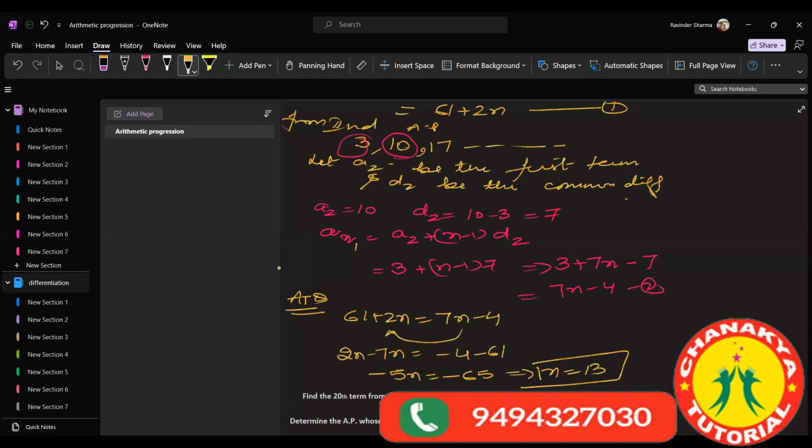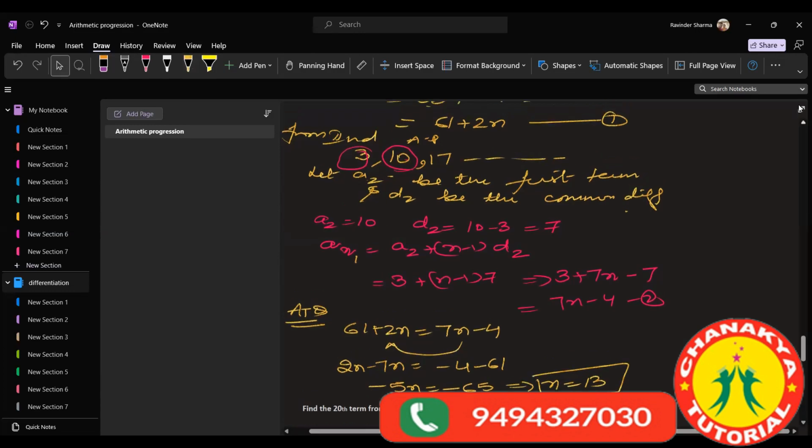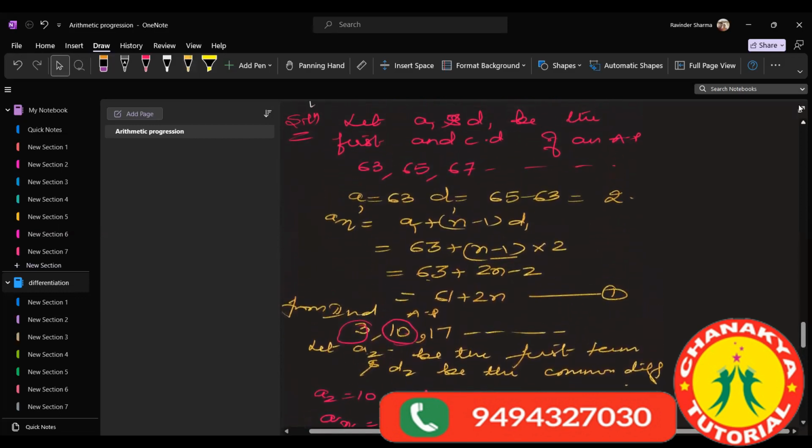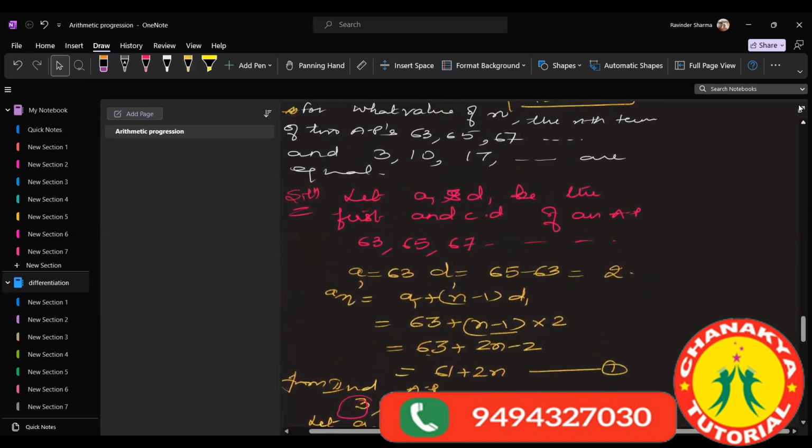Understood? Yes, ma'am. So beta, in any question, you have to read the question carefully because your solution is hidden in the question only. So read the question carefully and write your steps according to the question. What does the question want? So kindly note it down.